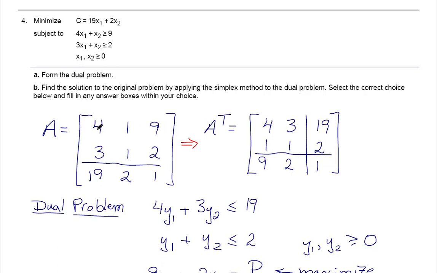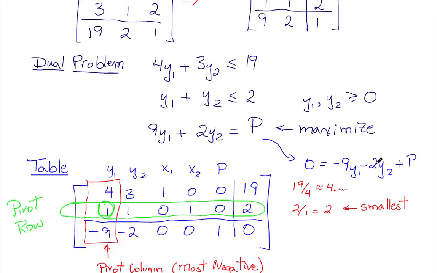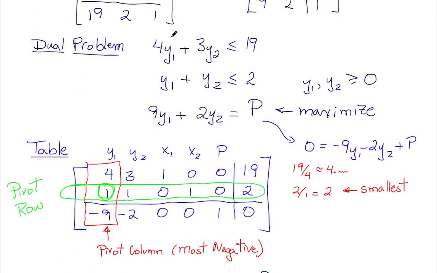First row becomes first column. So 4, 1, 9 is now the column 4, 1, 9. 3, 1, 2, and 19, 2, and 1. Okay? A transpose. And now let's write down what is the dual problem. The dual problem looks like y1 and y2. Inequalities are flipped around.